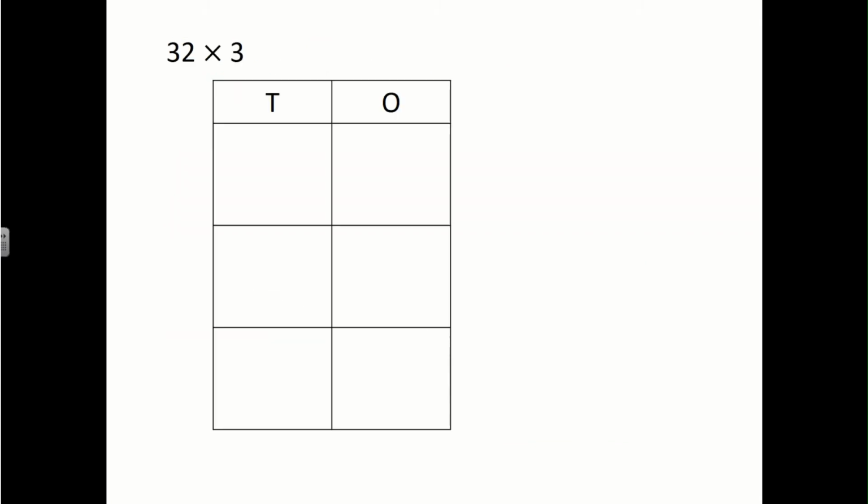We can begin to represent using the short method, using our place value charts to support us as well. So in this one, we're going to have a look at 32 multiplied by 3. I'm going to use base 10 to make 32. And I'd like 32 3 times. 32, add 32, add 32.